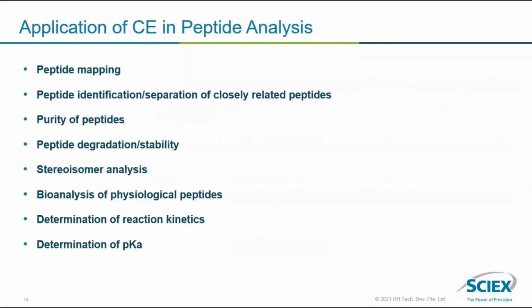When we talk about the applications of CE in peptide analysis, we have so many applications where CE can be used. The first one is peptide mapping. Yes, you can use CE for peptide mapping. The next application is peptide identification. Here you can separate the different impurity levels present in your peptide, and you can identify those peptides.